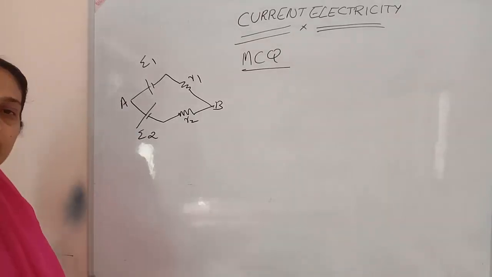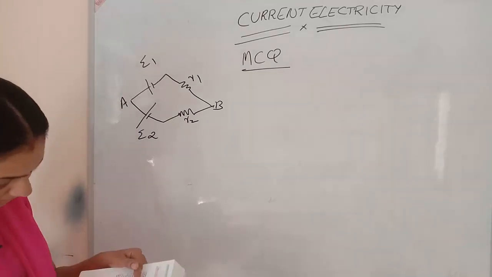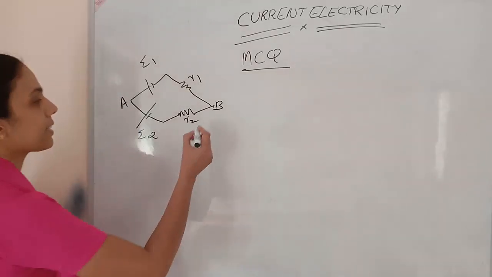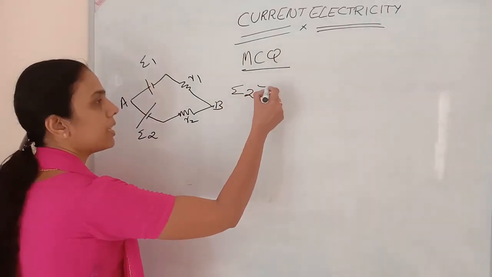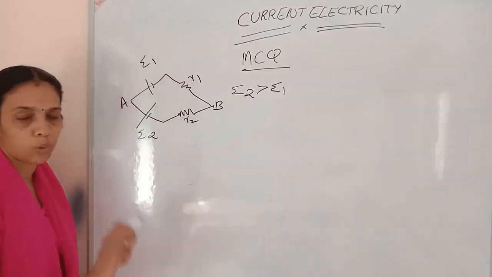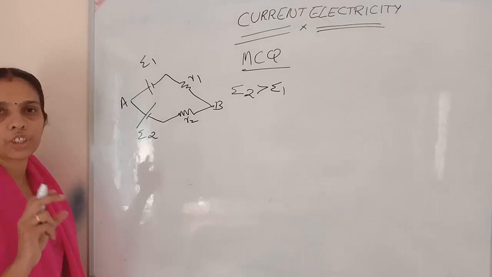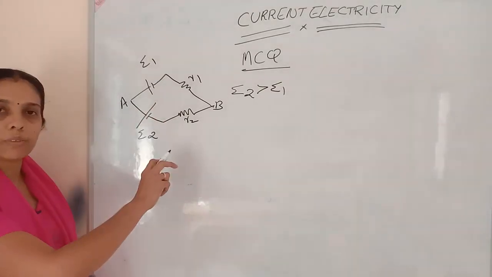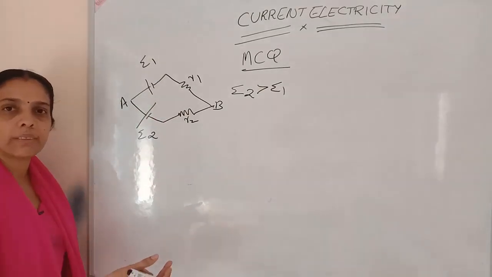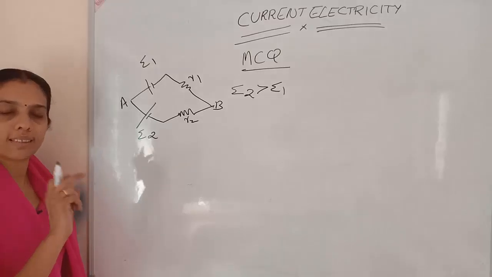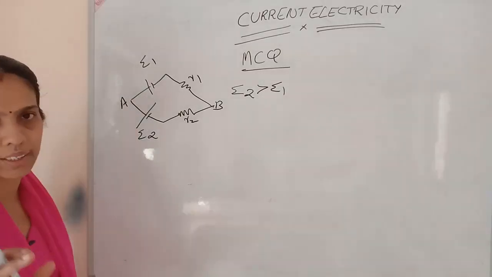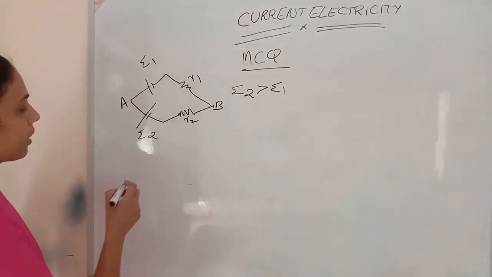In the question it is given that E1 is greater than E2, right? No, E2 is greater than E1. It is given in the question itself. So at which position will the equivalent EMF come: between E1 and E2, greater than E2, or less than E1? That we should find out. So how can we find it out?